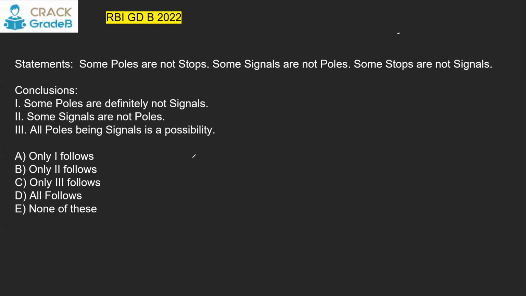Some poles are not stops. So again, same thing. You can't have entire poles inside the stops. Some poles are not stops. Some signals are not poles. So all signals cannot go inside the poles.